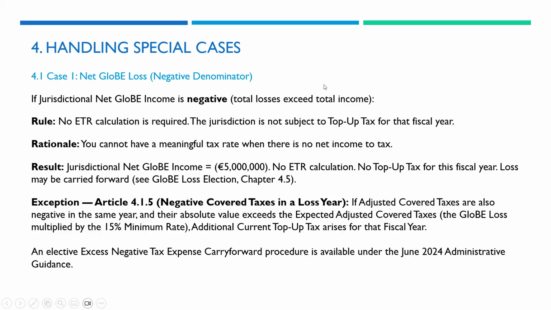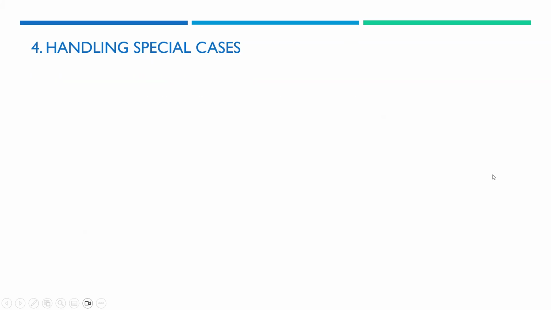Okay. So the first case we looked at was a negative GloBE income. In negative GloBE income, no top-up taxes. Aggregate GloBE income is negative, no top-up taxes, except when the covered taxes are also negative, then you have to do the loss carry forward exception.